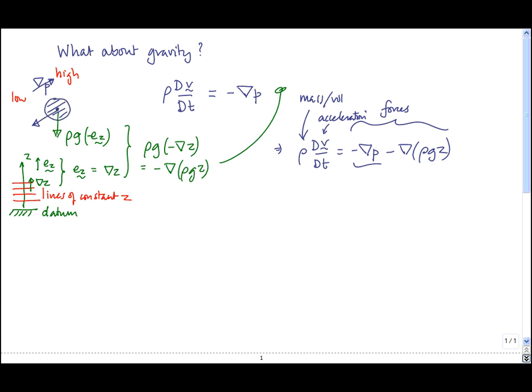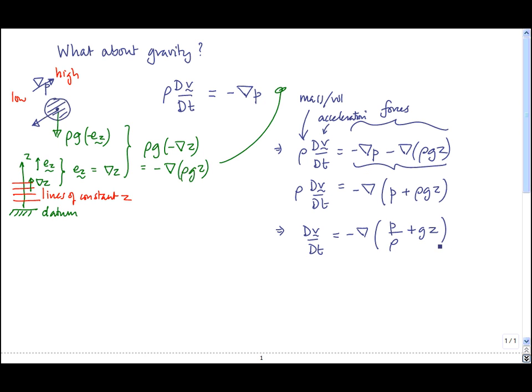Now these two terms on the right hand side are just the gradient of two functions, so they can be written as minus grad of P plus rho g z. And on the left hand side we have rho dv by dt as before. Often what we do now is divide through by rho, and we get that the acceleration of the fluid blob dv by dt is equal to minus grad of P upon rho plus gz, where z is the coordinate in the z direction, the vertical direction.